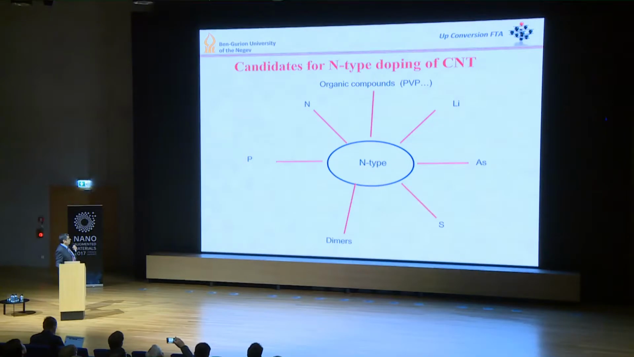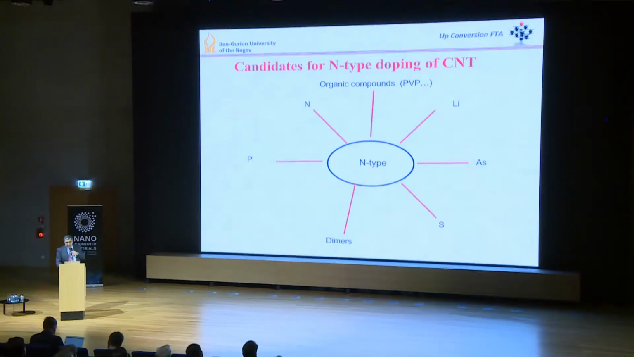As for the doping, we have to n-dope the carbon nanotube in order to reduce their work function. There are several candidates for doping elements. You can see here silver, arsenic, lithium, nitrogen, and phosphorus. And there are also some other alternatives to dope the carbon nanotube, like with organic components, like PVP and other dimers. They are what we call molecule doping.